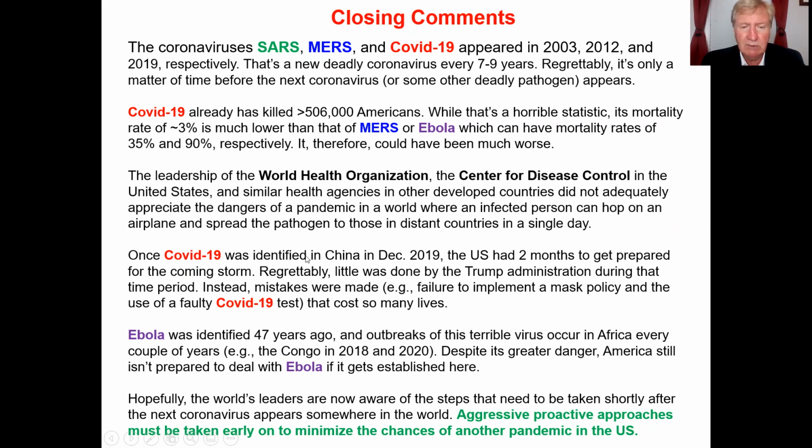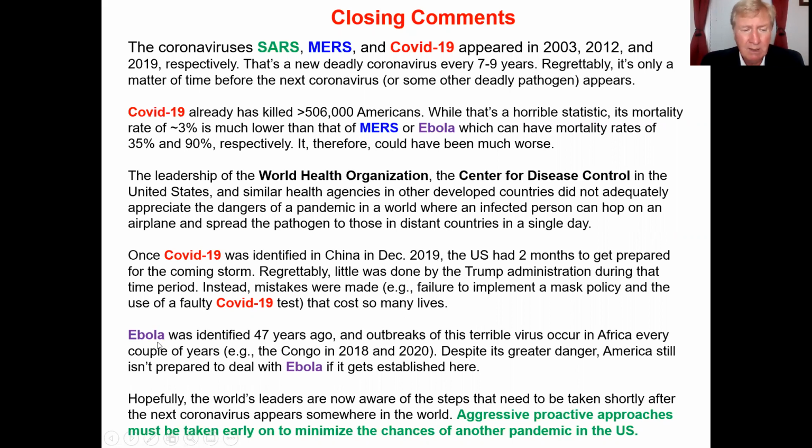Now, once COVID-19 was identified in China, the United States had 2 months to get prepared for the coming storm. Regrettably, little was done by the Trump administration during that time period. Mistakes were made: the failure to implement a mask policy, and the failure of a faulty test that cost the lives of so many people. If you use the South Korea example, we probably lost 500,000 because of those mistakes.